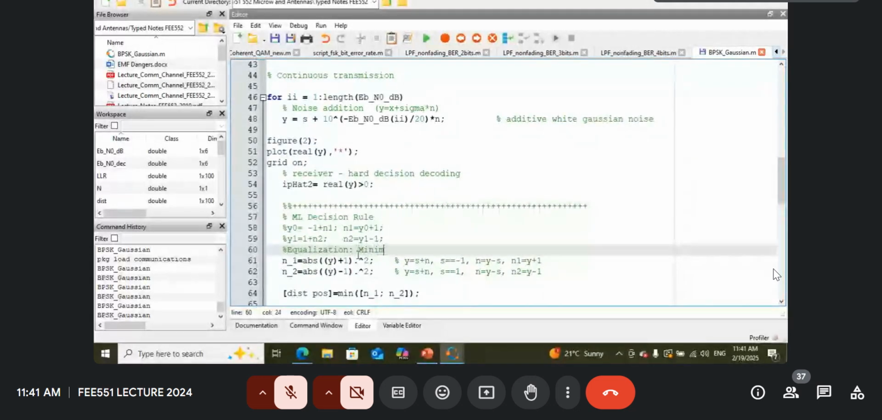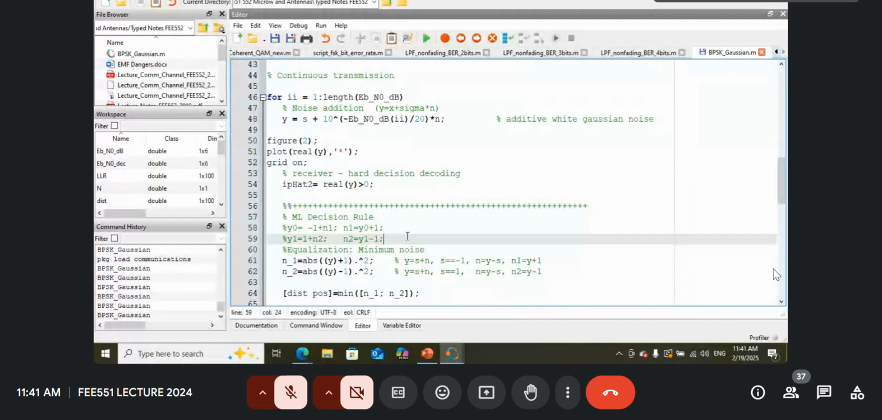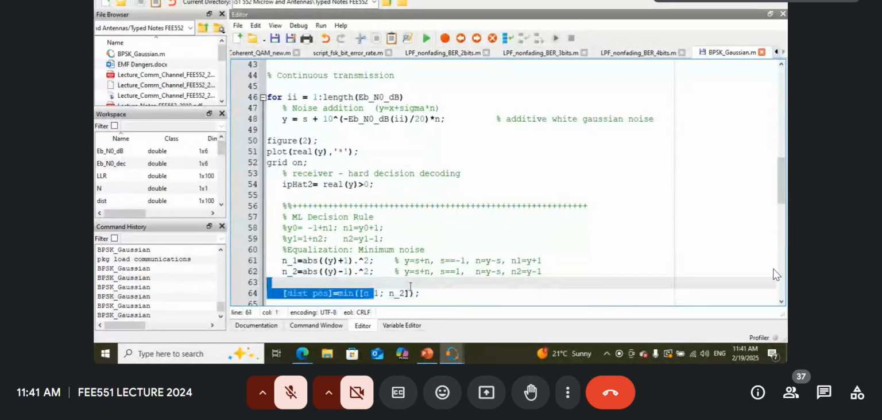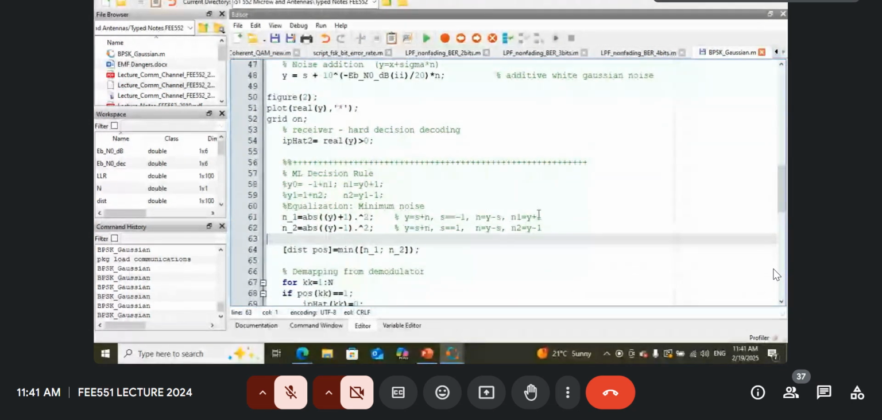This probably you have done. So you select which one is minimum noise. You have this function here, n1 and n2. Then you check the distance; distance is the noise. The minimum one, is it n1 or n2? If it is n1, it means a 0 was transmitted according to our equation, because we are adding: it's y plus 1. If it is n2 that is minimum, then we know that a 1 was transmitted. So that's another way of detecting.